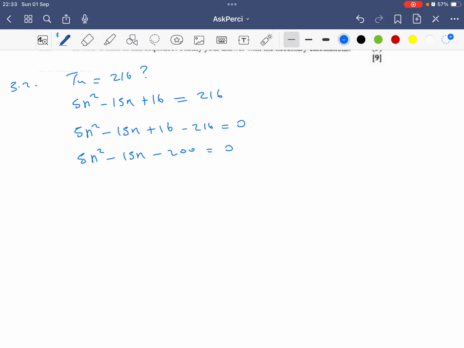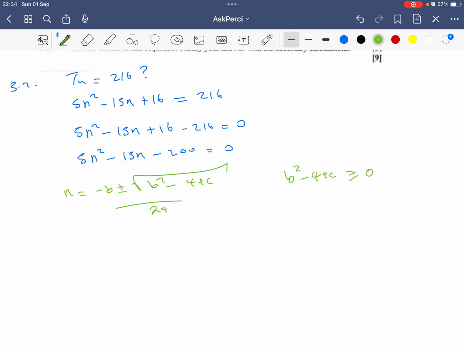Okay. And now, do you remember the quadratic formula? The quadratic formula says n is equal to minus b plus or minus the square root of b squared minus 4ac over 2a. If you remember this formula, tap yes. I remember this formula. Okay. Now, what you need to know is that this formula is true only if b squared minus 4ac is greater than or equal to 0.